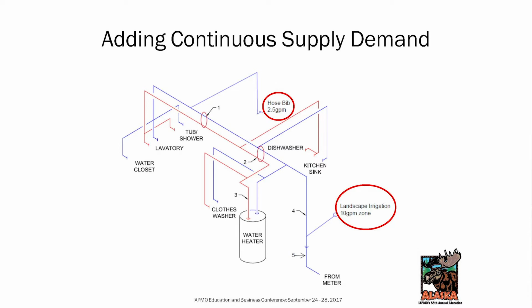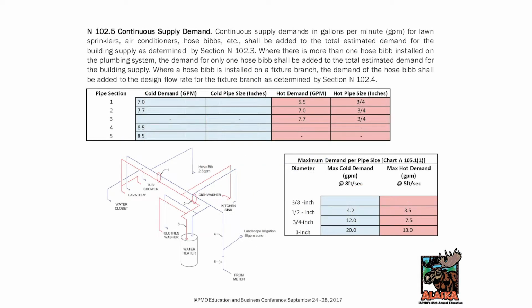Now this is the same example. We're just adding a new element, this continuous supply. We're going to add a hose bib, and we're going to add a landscape irrigation system. 10 gallons per minute is the flow rate of the highest zone. So we have our same information that we just calculated before, and this is the code language which says you have to add that continuous flow rate to your estimated demand. This is our estimated demand. The only thing it's going to affect is going to be the cold supply, because these are fed off of the cold supply, not the hot.